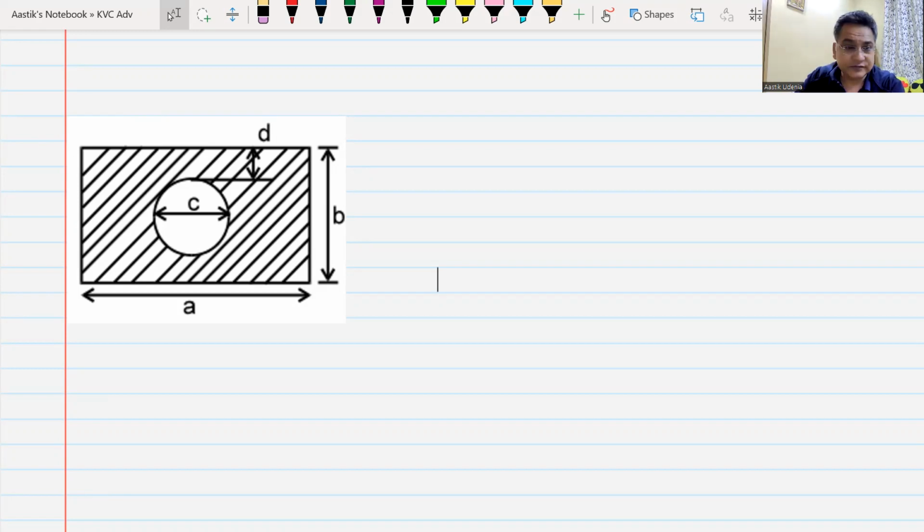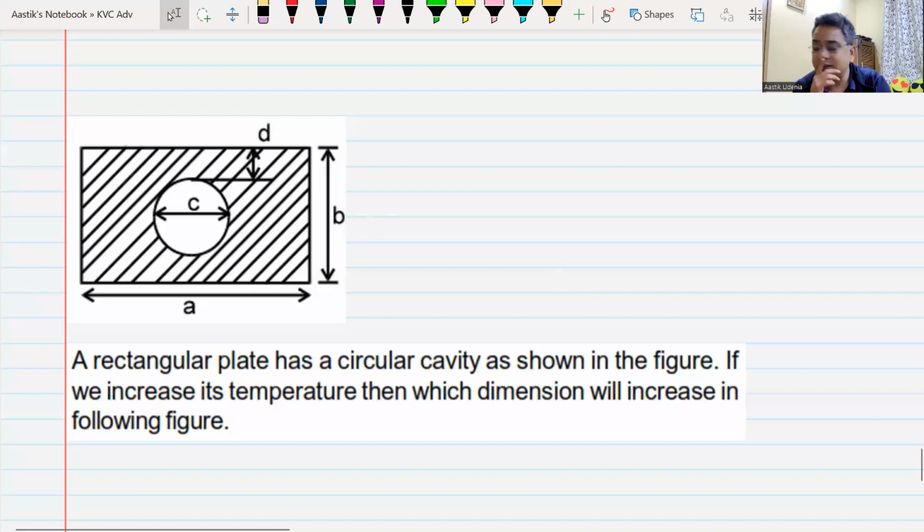Do we understand the question? Yes, sir. I'll put the question up also if you want to see it. A rectangular plate has a circular cavity as shown in the figure. If we increase the temperature, then which dimension will increase? What is your answer? A, B, D increase, sir. All of them increase, nothing decreases. Do we understand this? Remember, it's a question that has come in exams.